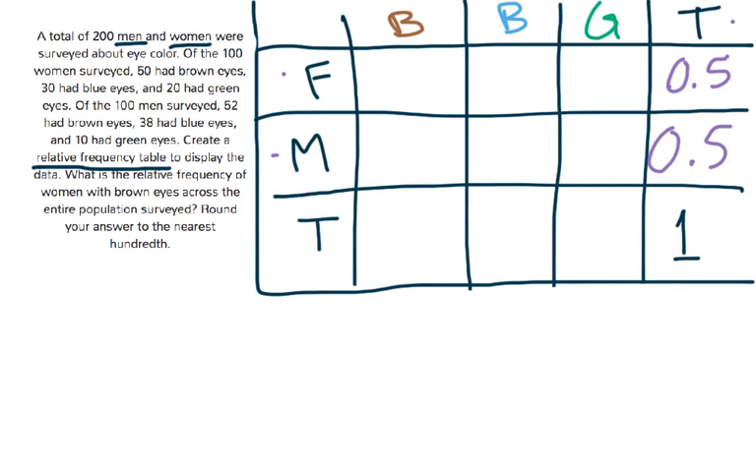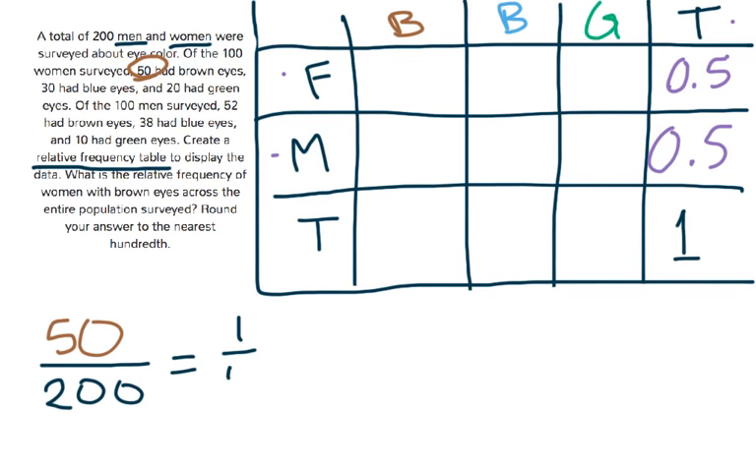Now let's start calculating some relative frequencies for our eye colors. So let's start with the women who have brown eyes. 50 women have brown eyes out of a total of 200. That's equal to 1/4, which is equal to 0.25. So then in this column goes 0.25. So that means out of the entire population surveyed, out of all 200, 0.25 is the proportion that is female with brown eyes.